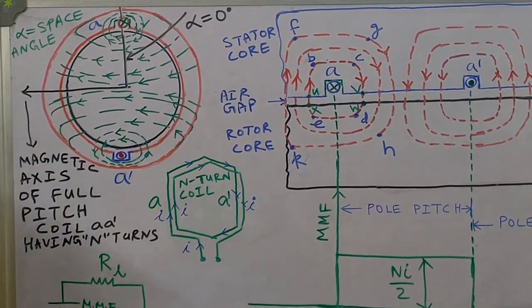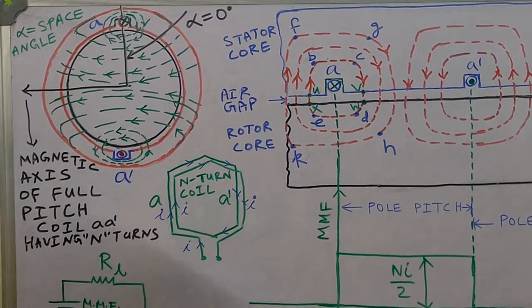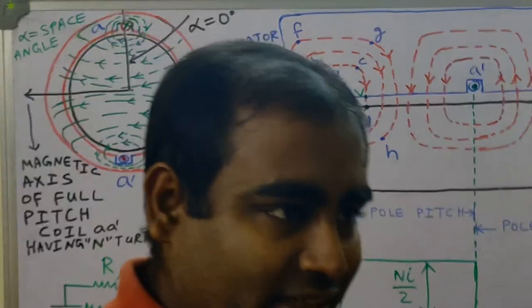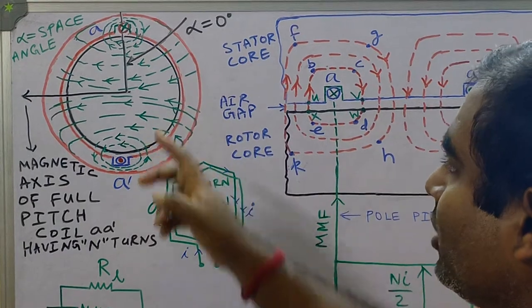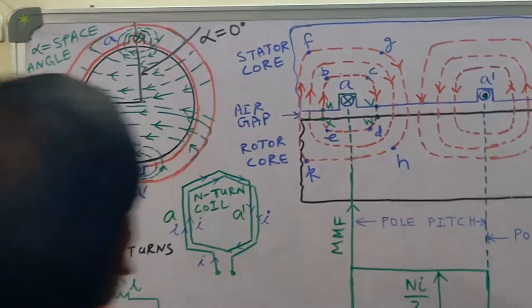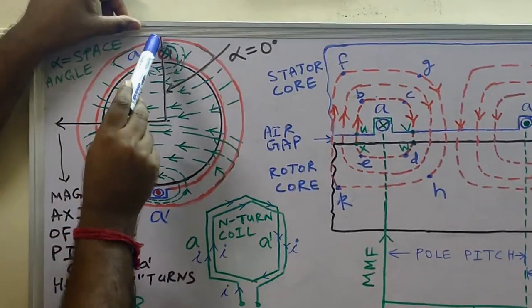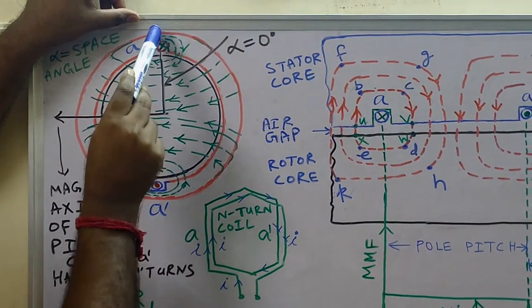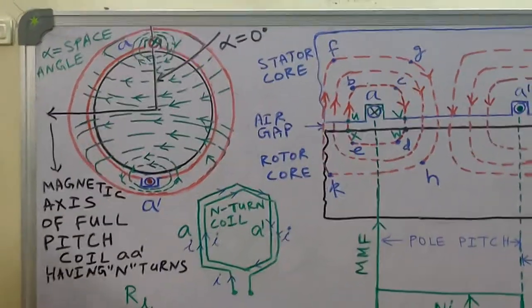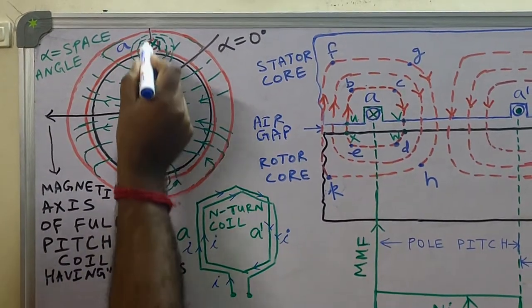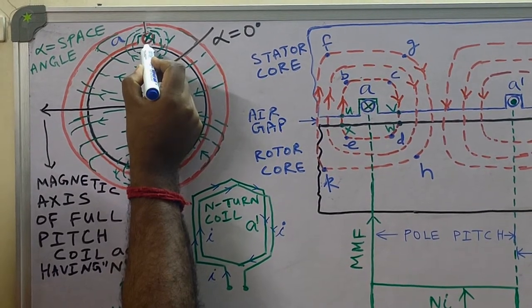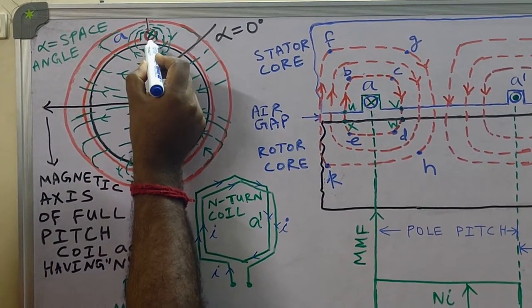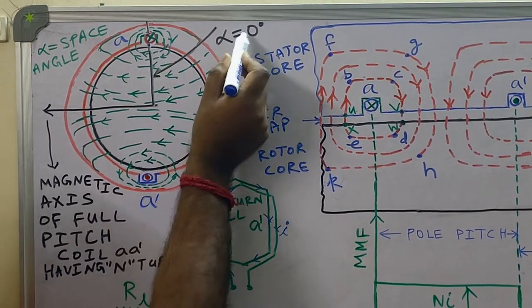Now, what I was talking about is how we can locate or pinpoint, or you can say how we can identify, a particular point along the air gap periphery. So for doing that, we have defined a reference axis. So this line which is passing through slot A, please look here, is defined as our reference axis. That means we will say that this axis is our reference axis, and a point on this axis will be defined by alpha equal to 0.